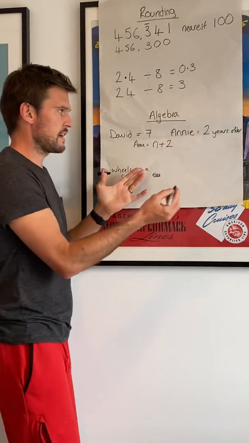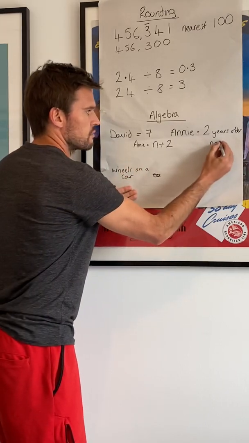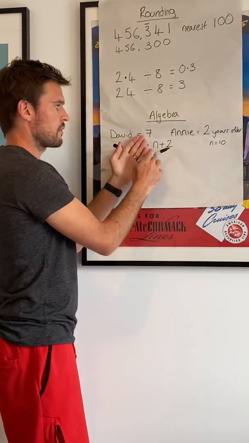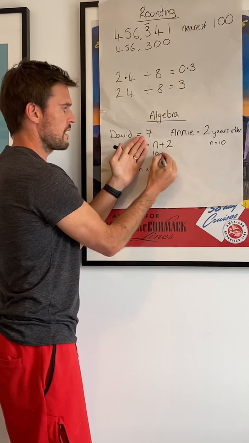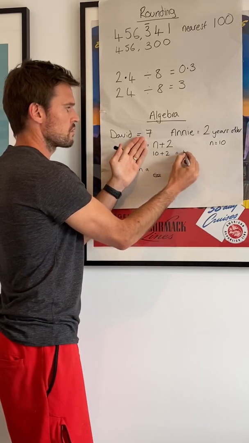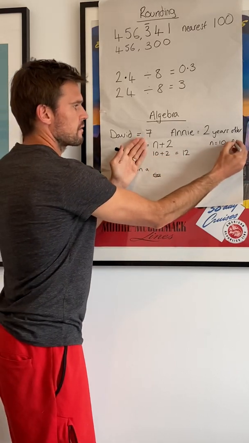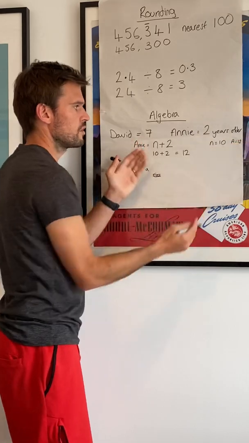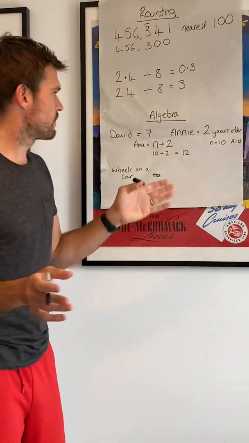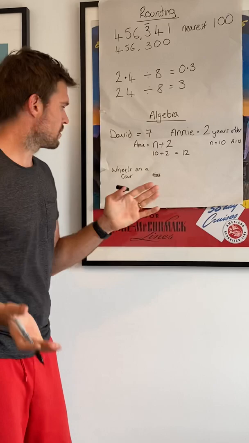So if David is 10, n is equal to 10. I'll put it into here. 10 add 2 equals 12. So I know Annie will be 12. Okay, and this is the simple form of it. Okay, so you can work out any age.